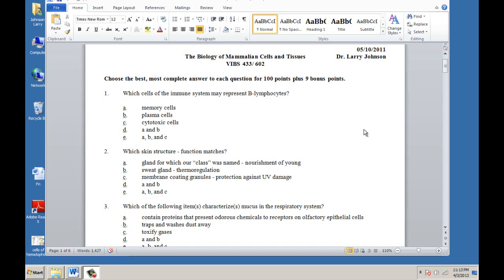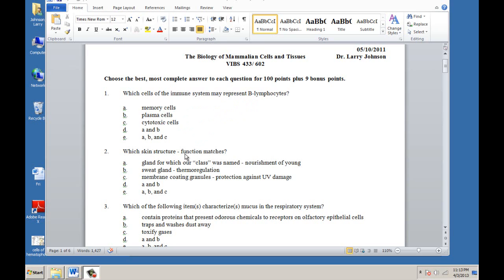We want to look at some didactic test questions for the final exam for 2011. I don't have 2012. So we'll go through 5 of these. Which cells of the immune system may represent B lymphocytes? Memory cells? Yes, B lymphocytes can be memory cells. Plasma cells? No. B cells make plasma cells, but they're not plasma cells. Cytotoxic cells? No. Cytotoxic cells are T lymphocytes. The answer is A.